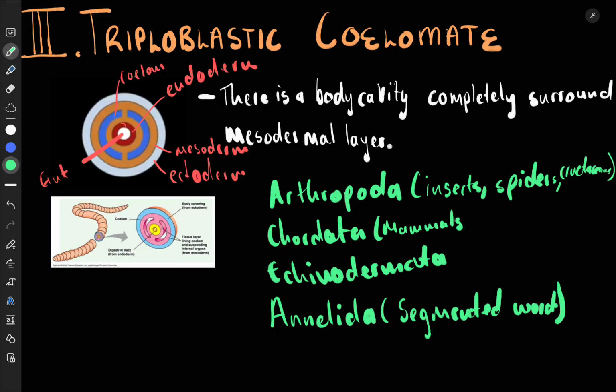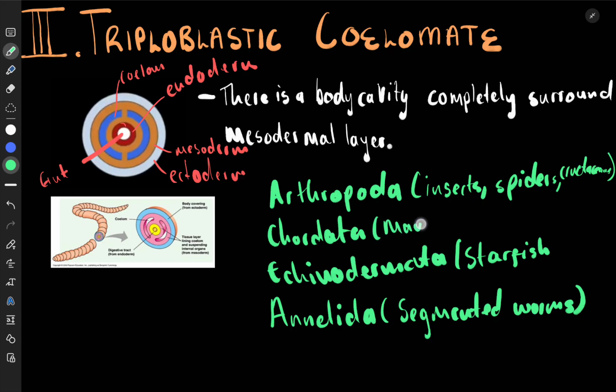Now, and birds. Now, the echinoderms, these are the starfish. We talked about starfish in the first video. You can check about it. Then annelids are the segmented worms. So, worms. So this is beautiful. Look at how beautiful it is.